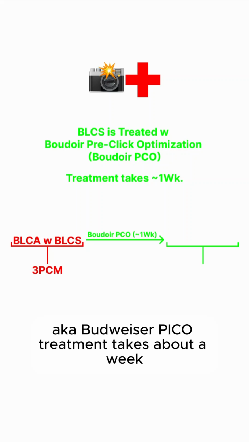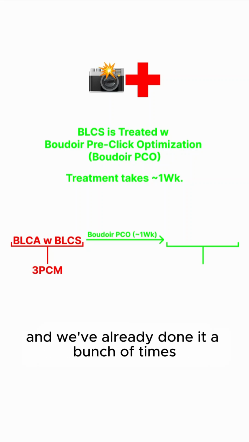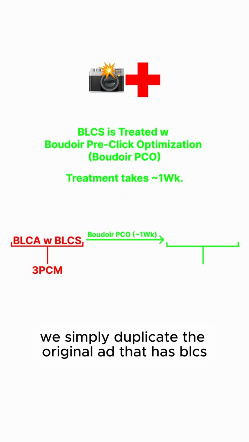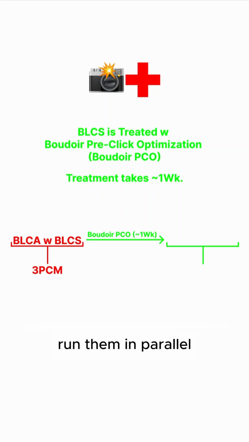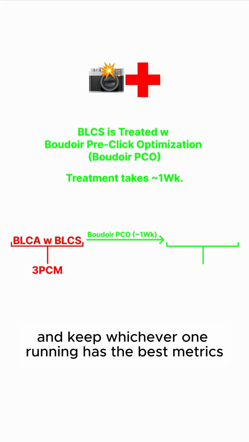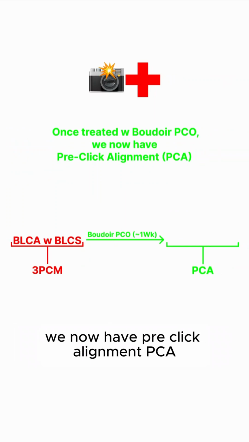Treatment takes about a week. We know this because we invented it, and we've already done it a bunch of times. We simply duplicate the original ad that has BLCS, and we treat the duplicated one with Boudoir Pico, run them in parallel, and keep whichever one has the best metrics. Pretty simple. Now, once treated with Boudoir Pico, we have pre-click alignment, PCA.